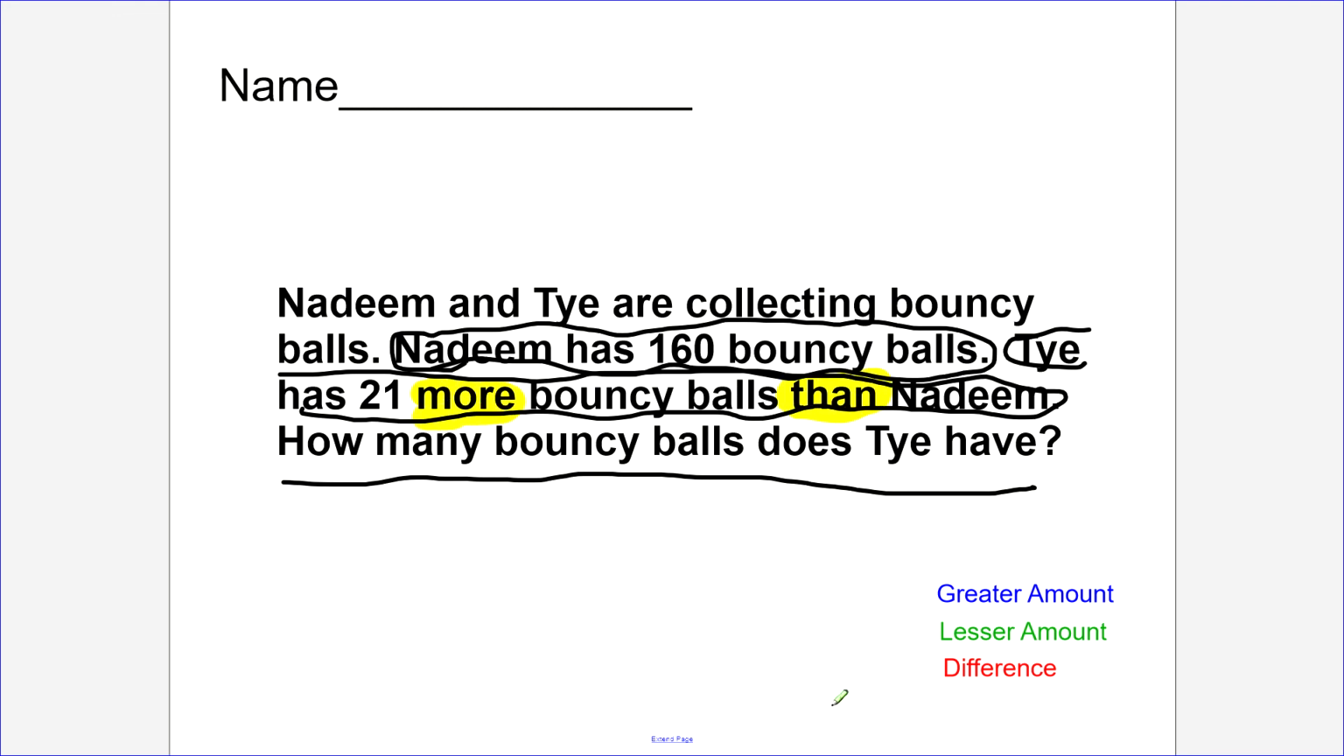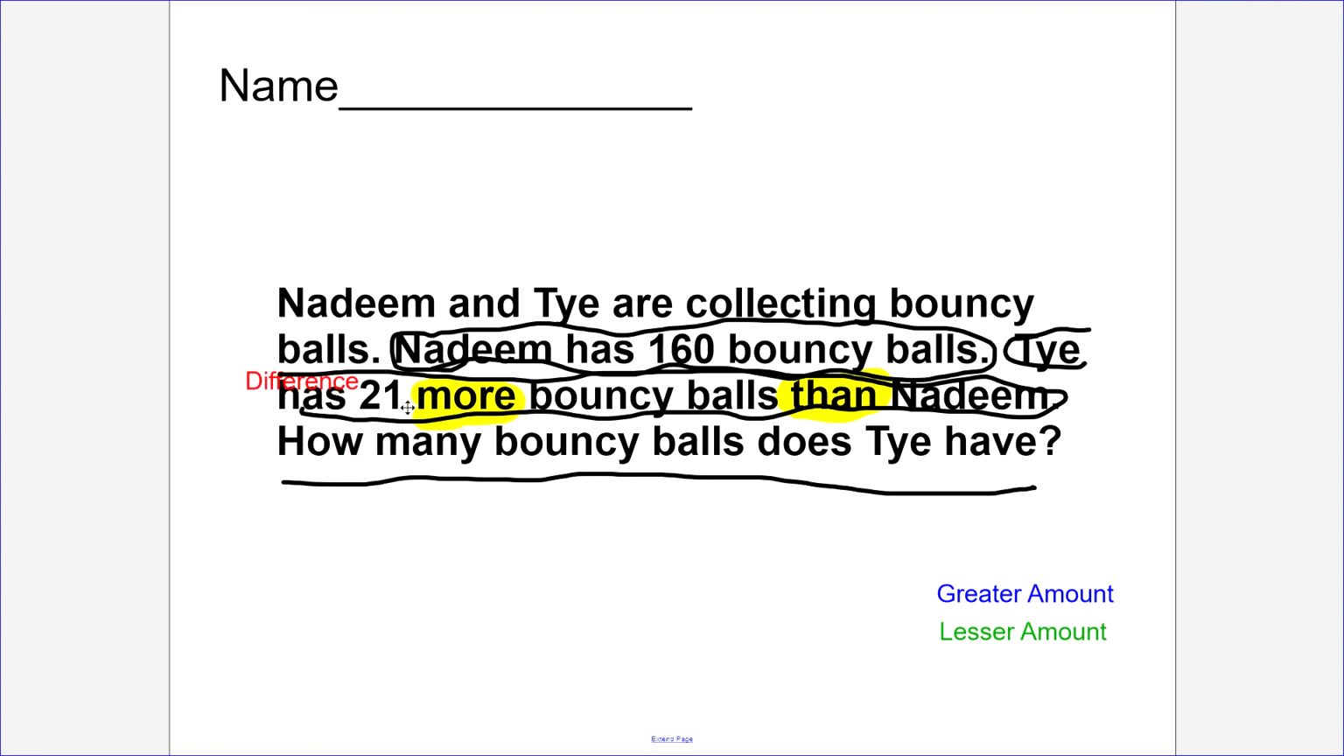We know that Ty has 21 more bouncy balls than Nadim. Now, third grade, I want you to think about what I told you about the difference words. The piece of information that includes the difference words is always the difference. Yes, because this piece of information, Ty has 21 more bouncy balls than Nadim, includes the compare words or difference words more than. I know that that piece of information is the difference.